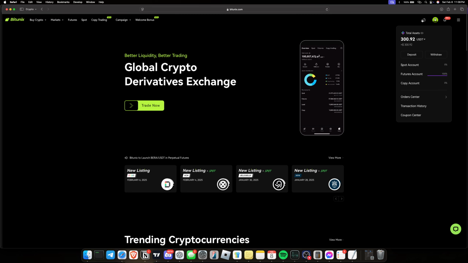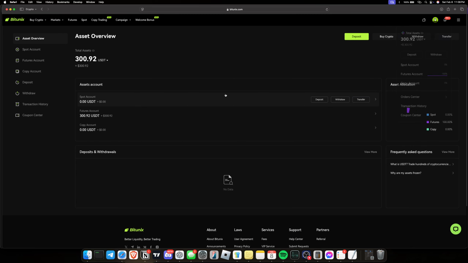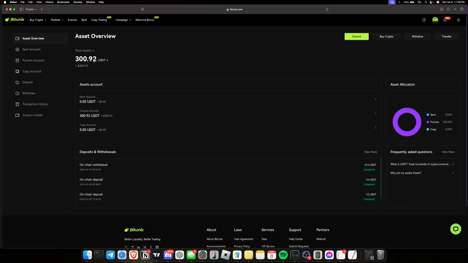If you take a look into our wallet, we just press on this. I'm sure you guys are going to see that I have a $300 asset instead of $500. Well, don't worry. You can see that I already made my withdrawal. You can see this $215 US dollars, a withdrawal, right? So let's take a look into this one.